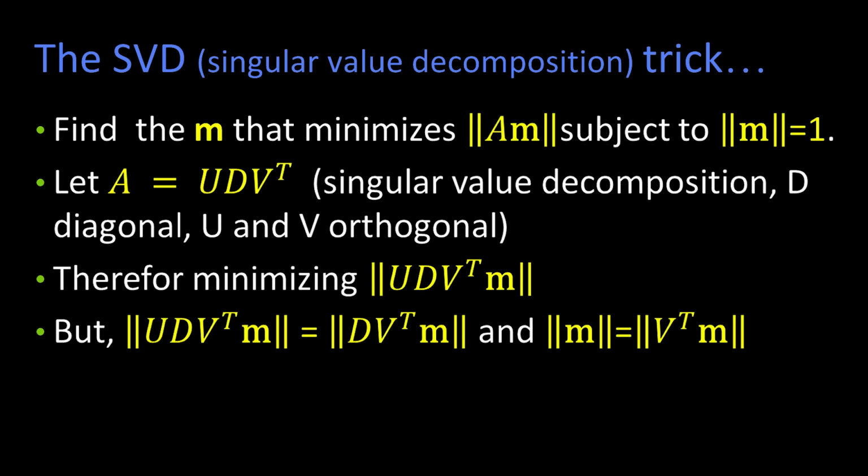Here comes the first little bit tricky part. That is that the magnitude of U D V transpose m is equal to the magnitude of just D V transpose m. Why? Well, these are just unit vectors, right? The U's and V also, for that matter, are made up of orthogonal unit vectors. So multiplying them doesn't change the magnitude of the matrix. And that's why these magnitudes are the same. And it's also why the magnitude of m is equal to the magnitude of V transpose m.